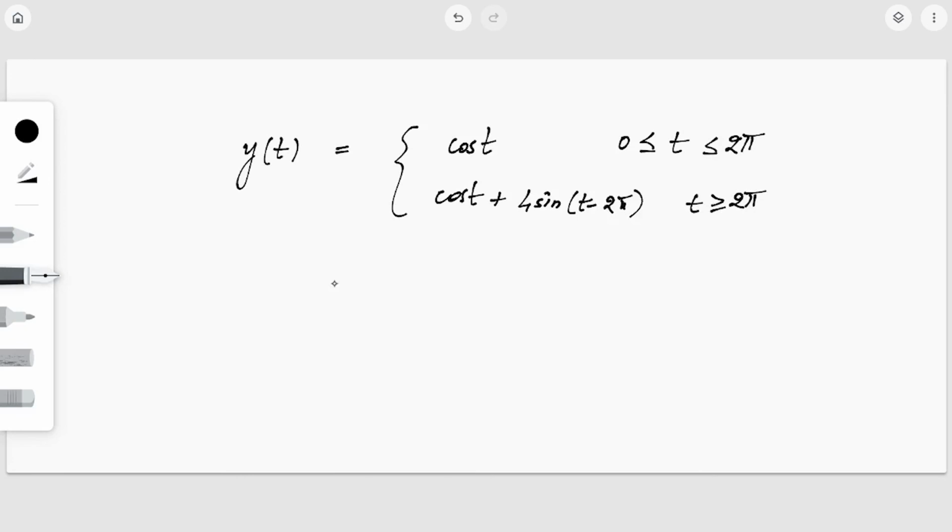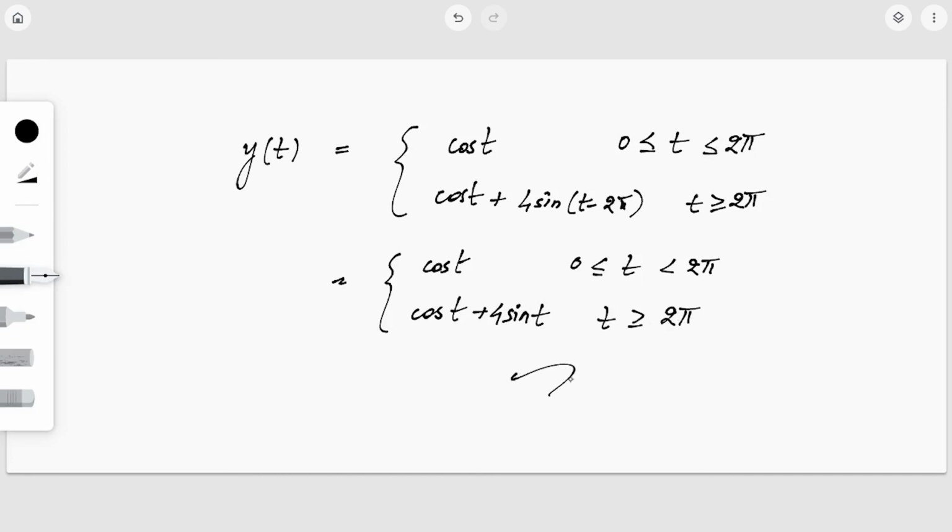And also, what is sine t minus 2 pi? That is nothing but sine t itself. So I can write this as cos t plus 4 sine t. So this will be our solution.